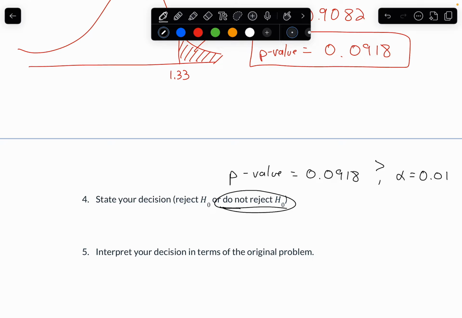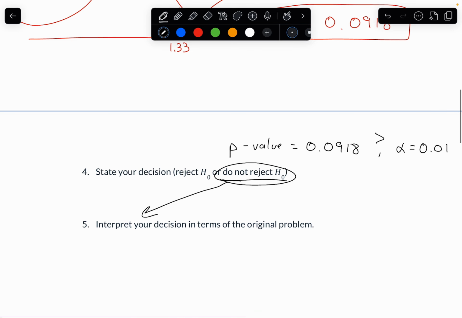So we do not reject H0, which then means in step 5, the very last step of this problem, when we go to interpret this, if we don't reject H0, then that means that there was not enough evidence to make us change our mind. So if I'm going to start this interpretation, I'm going to say something like, there is not enough evidence to support that. And now I want to talk about what this means in terms of the original problem.